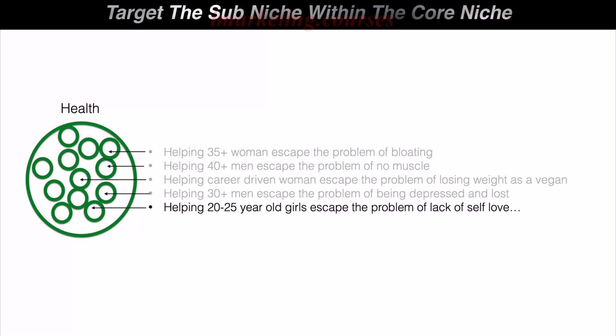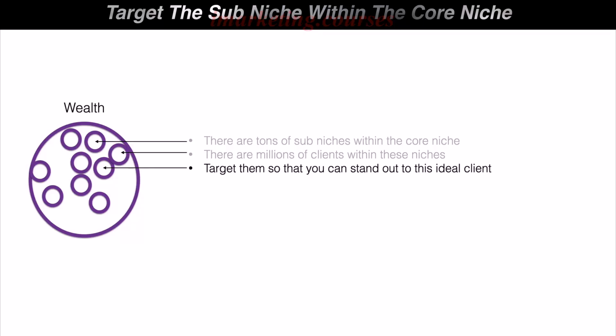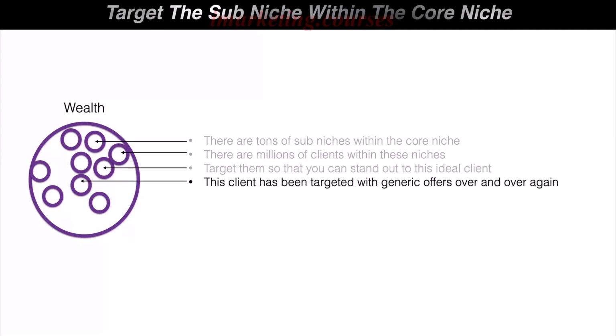All right. If you're not close to focusing on a sub niche, you're going to make it really difficult for yourself. Okay. Wealth. There are tons of sub niches within this core niche. There are millions of clients within these niches. Target them so that you can stand out to this ideal client. This client has been targeted with generic offers over and over again, which means your offer can stand out.